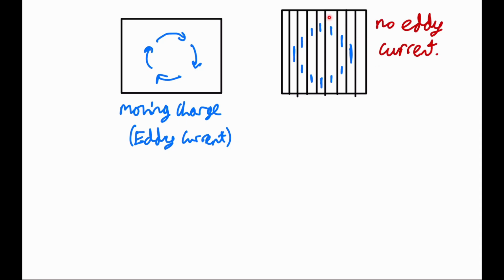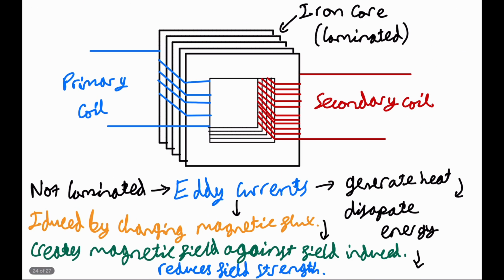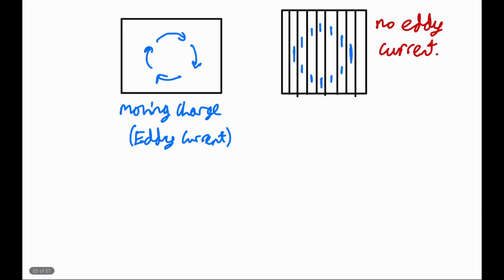So laminating the transformer causes there to be less eddy currents, which causes there to be less opposing magnetic fields. So therefore there's a larger magnetic field induced by the primary coil, so that the secondary coil can receive more induction, so the whole transformer becomes more efficient by laminating it. And when you laminate them, you put insulation layers in between. So these are insulation layers between the iron core.